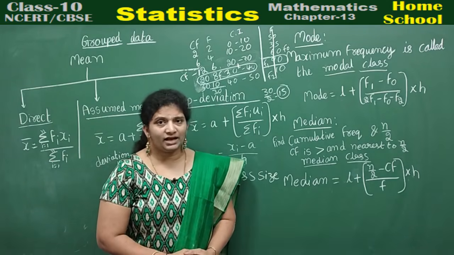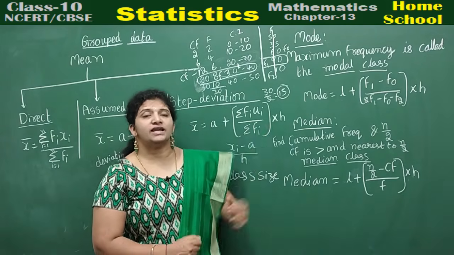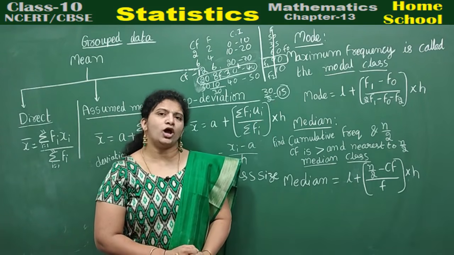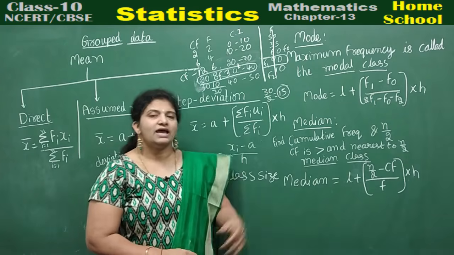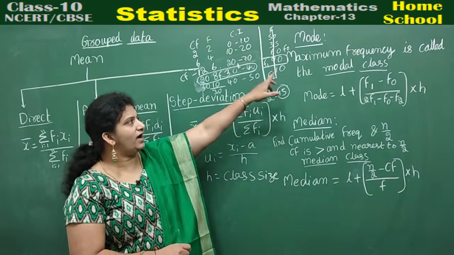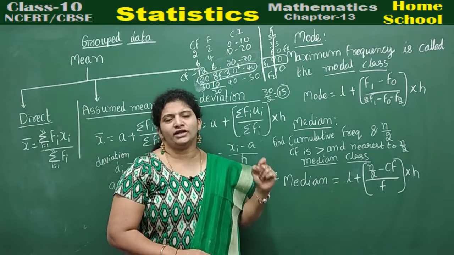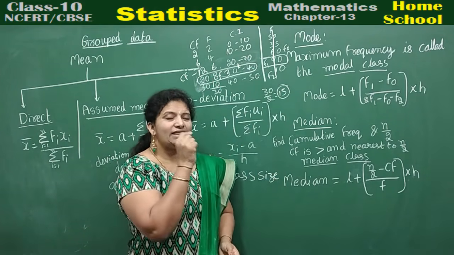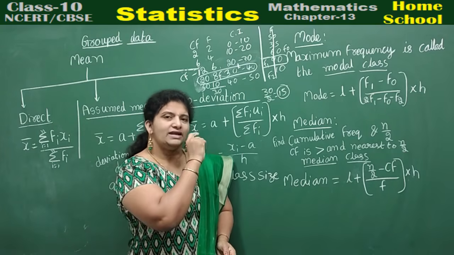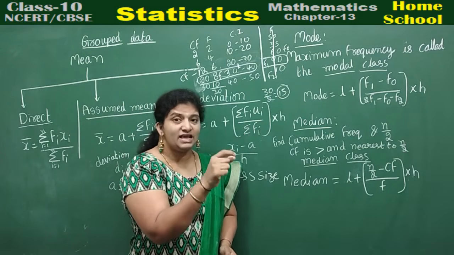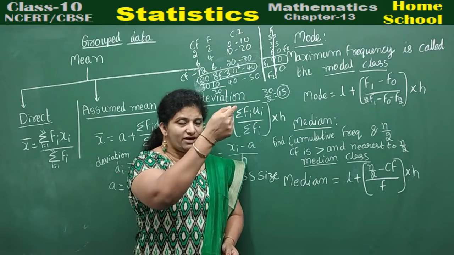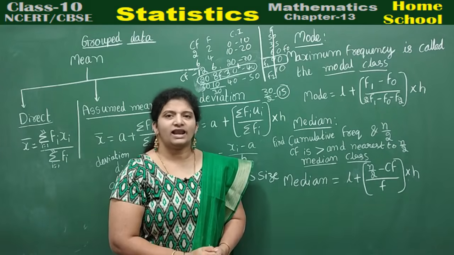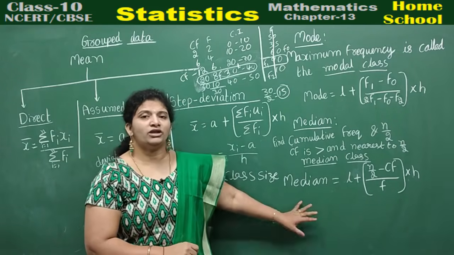Let's recollect median and mode formulas. Mode: how to select your modal class? The highest frequency you see in the frequency column, and then select the modal class. In that modal class, you need to identify L, F1, F0, F2, H. In the modal class, the lower limit is L and the modal class frequency is F1. The frequency before is F0. The frequency after, you write as F2. Class size is H.